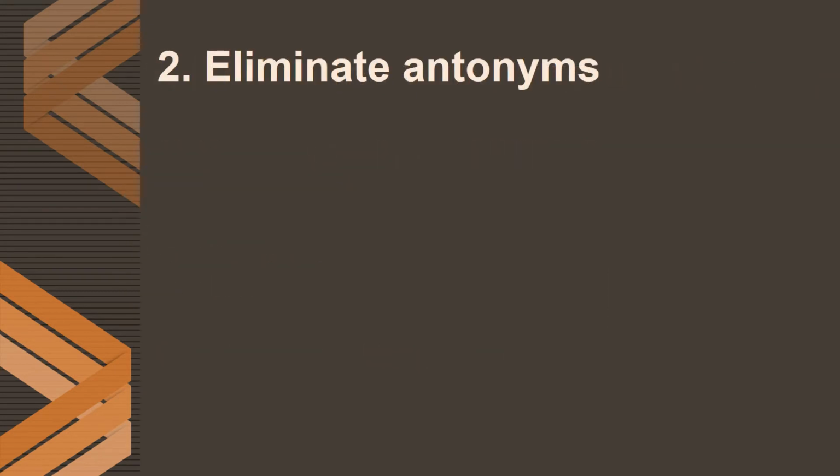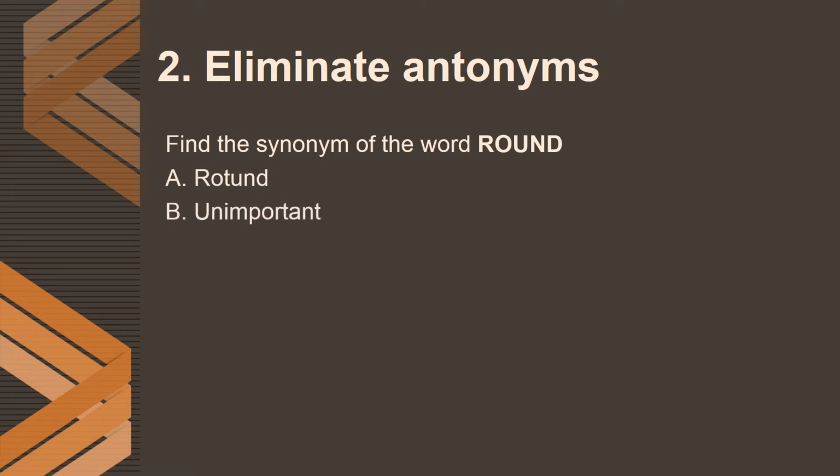Tip number 2 is to check for antonyms. If you find an option that is opposite in meaning or connotation of the given word, eliminate them. Look at this example. Find the synonym of the word round. The options are rotund, unimportant, thin, and dull. Here, thin is the opposite of the word round. Hence, it can be eliminated.